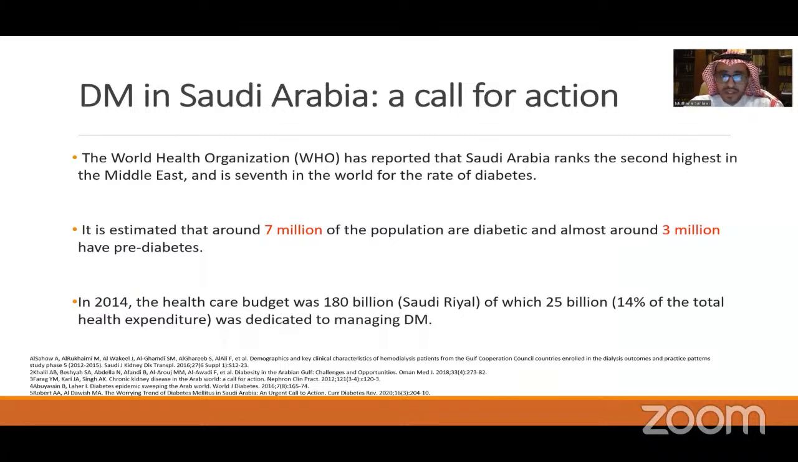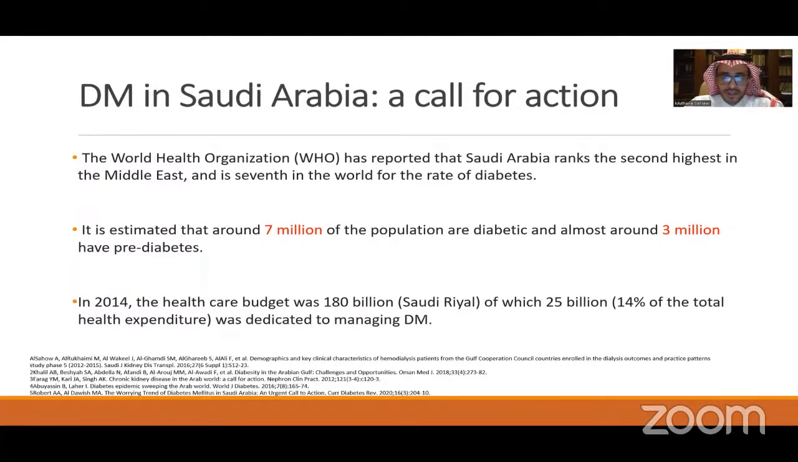Diabetes is highly prevalent in the kingdom, and recently the WHO has reported that Saudi Arabia ranks the 2nd highest in the Middle East and the 7th in the world in the rates of diabetes. It is estimated that around 7 million of the population are diabetic and around 2 to 3 million are pre-diabetic. Now, those numbers are not very accurate, but can give an idea about the prevalence of this disease.